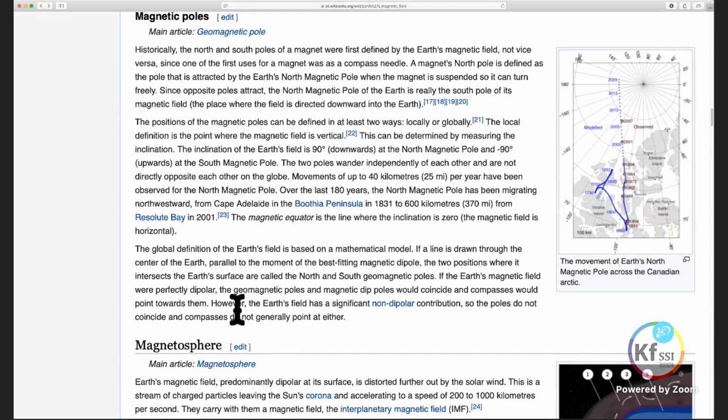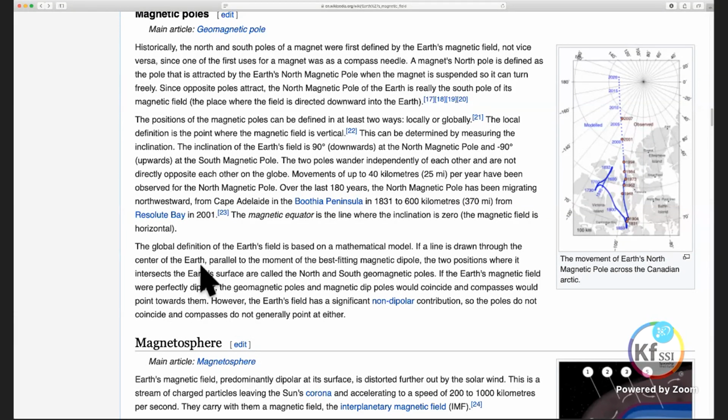But we could look at this again. Maybe the global definition of the Earth's field is based on a mathematical model. If a line is drawn through the center of the Earth parallel to the moment of the best fitting magnetic dipole, the two positions where it intersects the Earth's surface are called the north and south geomagnetic poles. If the Earth's magnetic field were perfectly dipolar, the geomagnetic poles and magnetic dipoles would coincide and compasses would point toward them. However, the Earth's field has a significant non-dipolar contribution, so the poles do not coincide and compasses do not generally point at either.